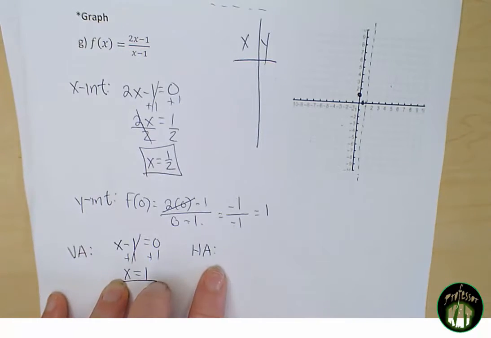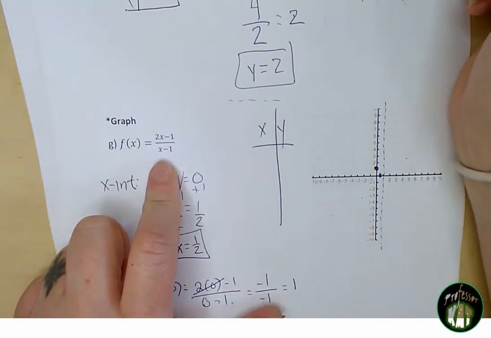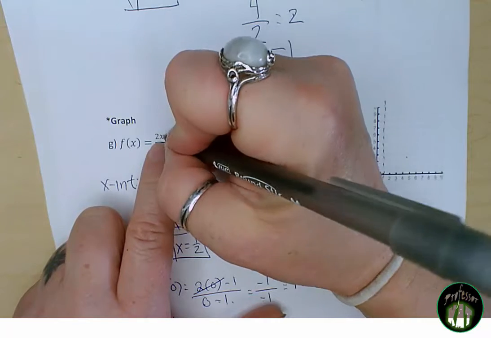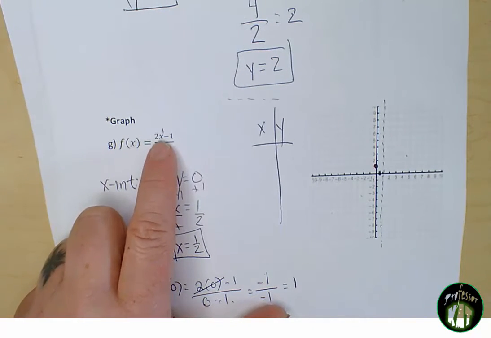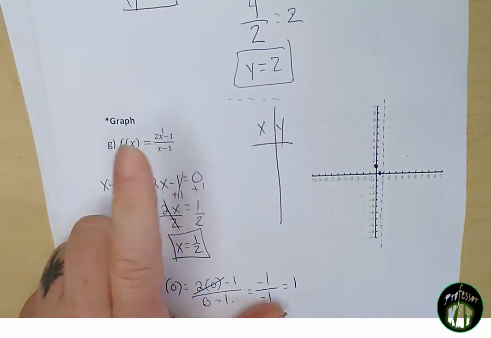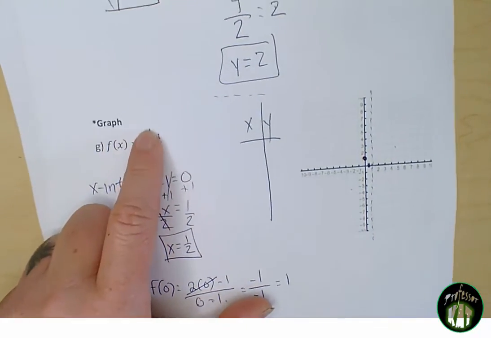Let's now find our horizontal asymptote. A horizontal asymptote is a matter of comparing the degree of your function here. In our numerator, our degree is a 1. Again, remember, if there's not an exponent there, it's understood to be a 1. The degree of our denominator is also a 1. So that means the degrees match.